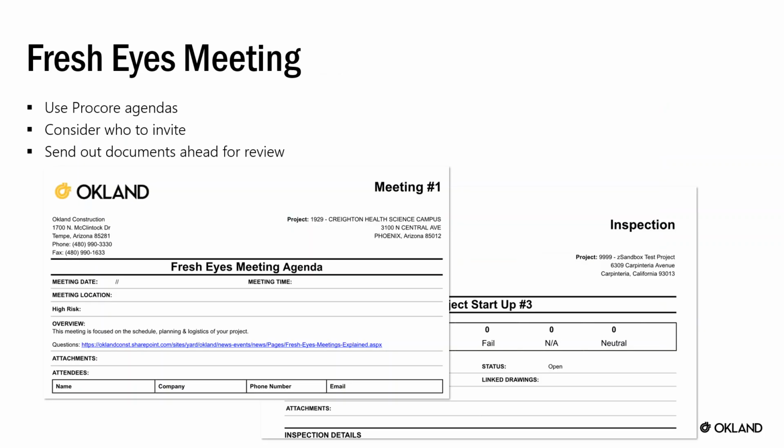And then you're going to hold a Fresh Eyes meeting where you're going to invite lots of people to come in person and review all of the deliverables you've created. We have new Procore agendas, and we have emails you can distribute to tell the team about that. And consider inviting people who have done similar buildings. Definitely, maybe another scheduler, field ops directors, and you'll send documents out for review ahead of time.